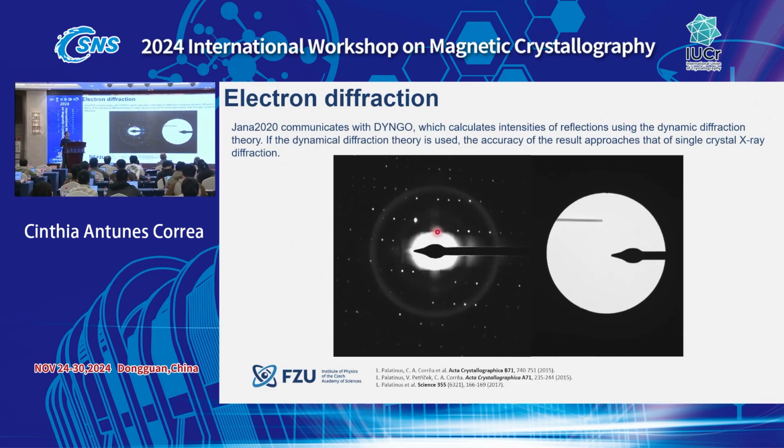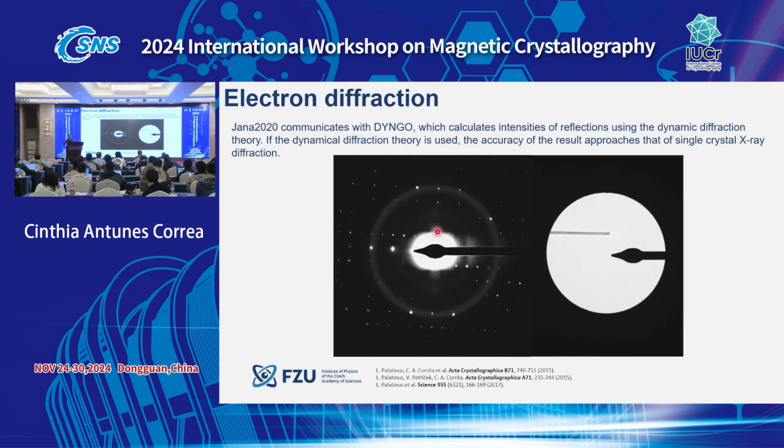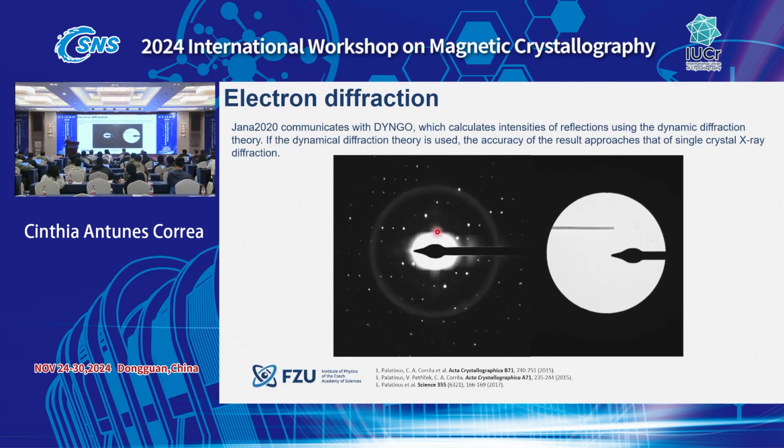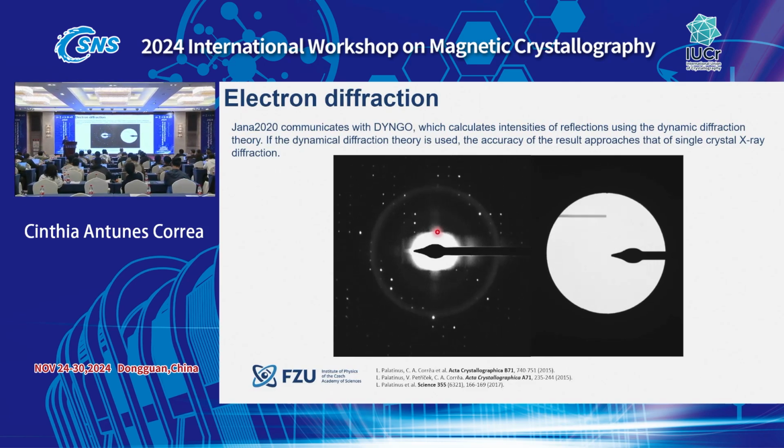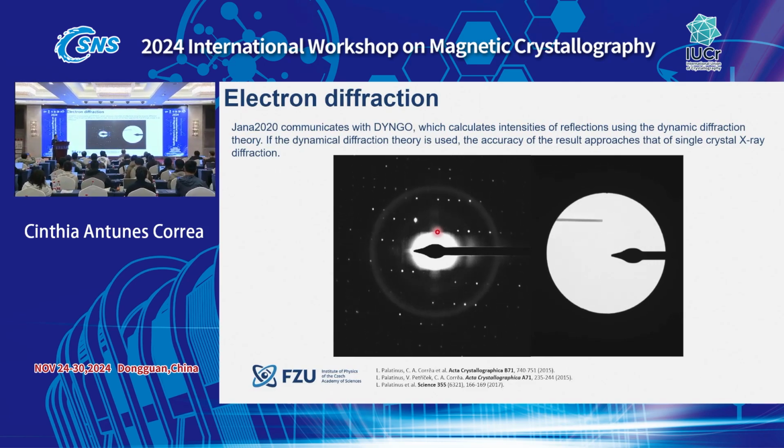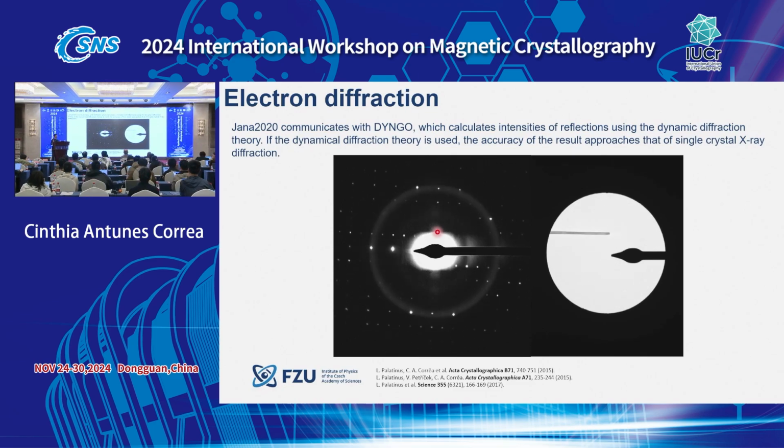In this case, you will also have a file with HKL indices and intensities. And in the case of electron diffraction, you will need Dingo to treat the data. But Dingo comes with JANA. And we use Dingo for the dynamical refinement, because then you take into account the dynamical scattering theory.